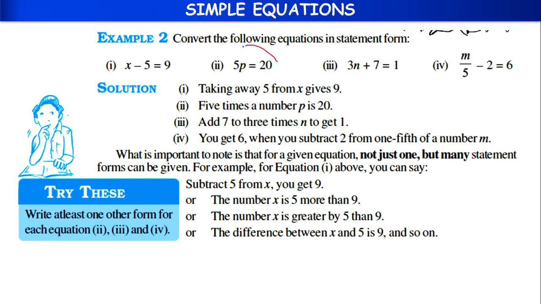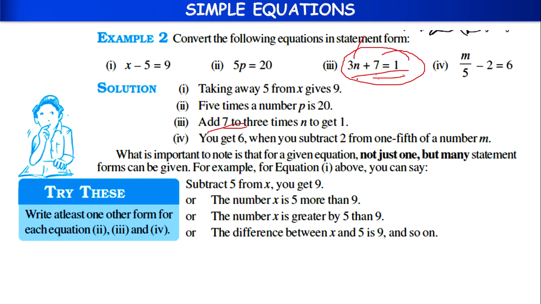Next, 5p equals 20. What does it mean? 5 into p equals 20. Whenever we have into, we tell it as 5 times p. 5 times p equals 20. 5 times a number p equals 20. Next, 3n plus 7 equals 1. It means 3 times n plus 7 equals 1.